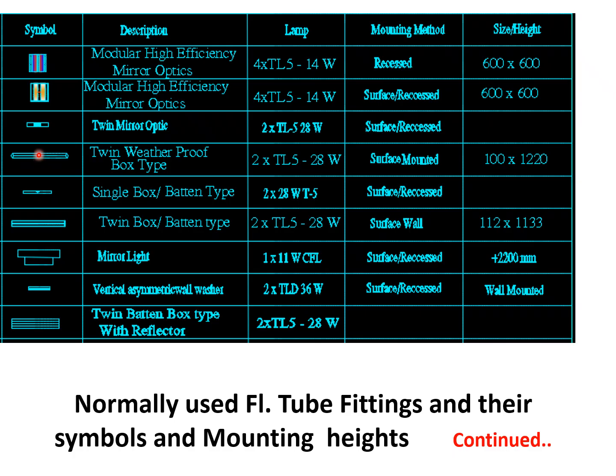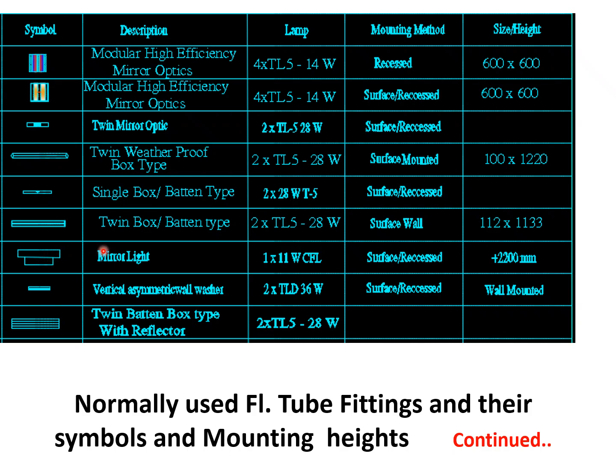This is a weatherproof type box or batten fitting using two numbers of TL5 28-watt lamps. This is a single box batten type. This is a twin box batten type, and both are using twin 28-watt fluorescent lamp type T5.